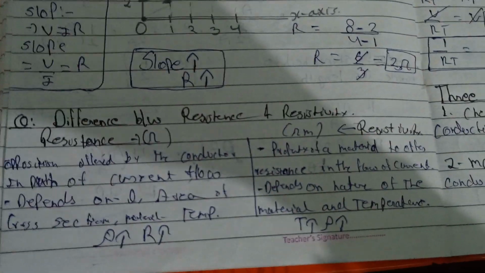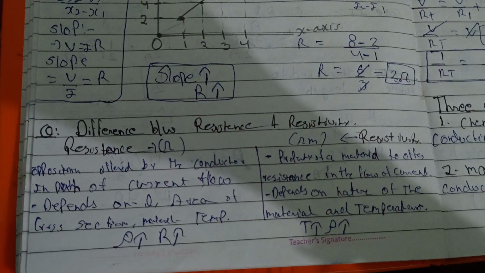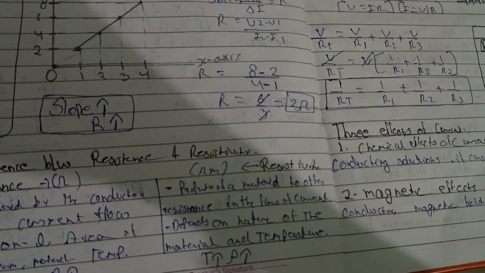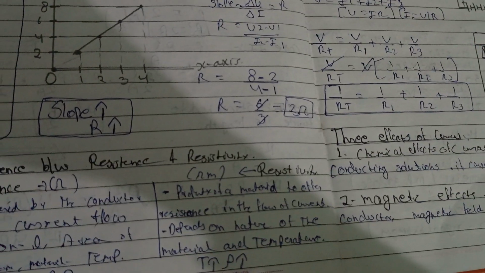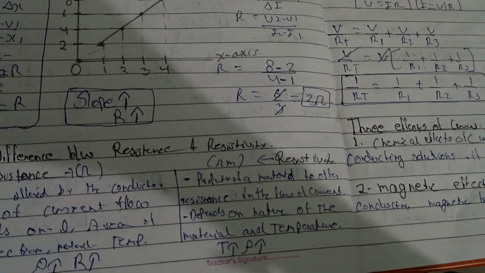And there is a difference between resistance and resistivity. Resistance is opposition offered by the conductor in the path of electric current flow, and resistivity is basically the property of a material to offer resistance in the flow of current. Resistance depends on area of cross section. Resistivity depends on the nature of the material and temperature.